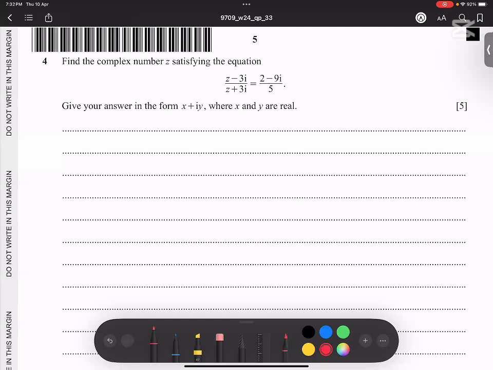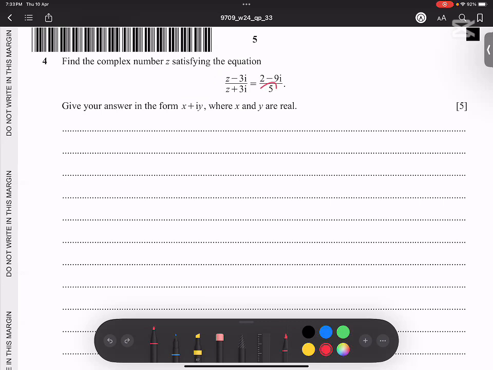So question number 4, we have two ways to solve this question. One way, replace each z by x plus iy, make two equations, and solve them simultaneously. Second method, directly cross multiply and check it.